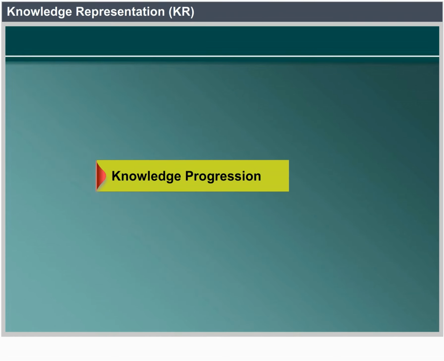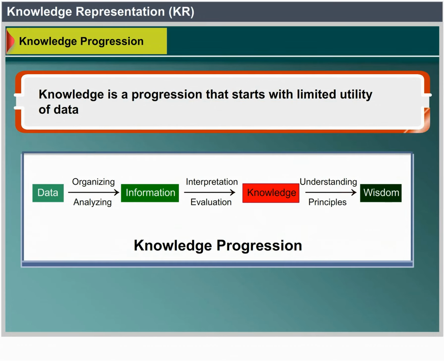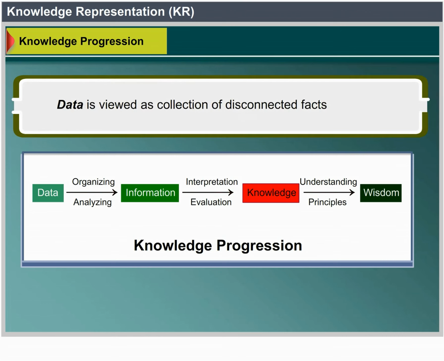Knowledge progression. Knowledge is a progression that starts with the limited utility of data. Data, organizing, analyzing, information, interpretation, evaluation, knowledge, understanding, principles, wisdom. The knowledge progression diagram is given here. Data is viewed as a collection of disconnected facts.